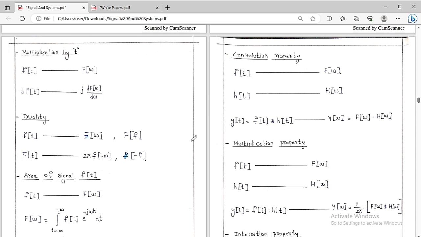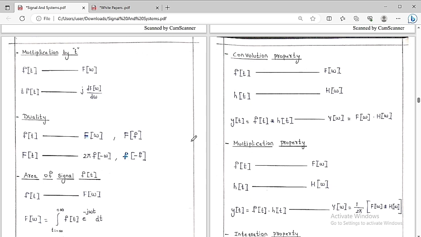So for f of t, the Fourier transform is F of omega. For t into f of t, the Fourier transform is j into dF of omega by d omega. So this formula we have to remember. So for f of t, the Fourier transform is F of omega. So for t into f of t, the Fourier transform is j into dF of omega by d omega. So this is what I am trying to tell you.